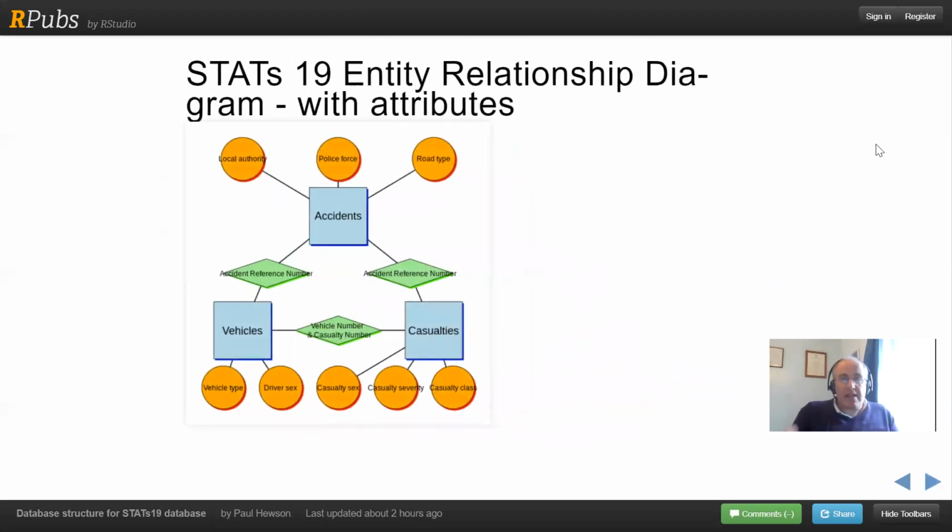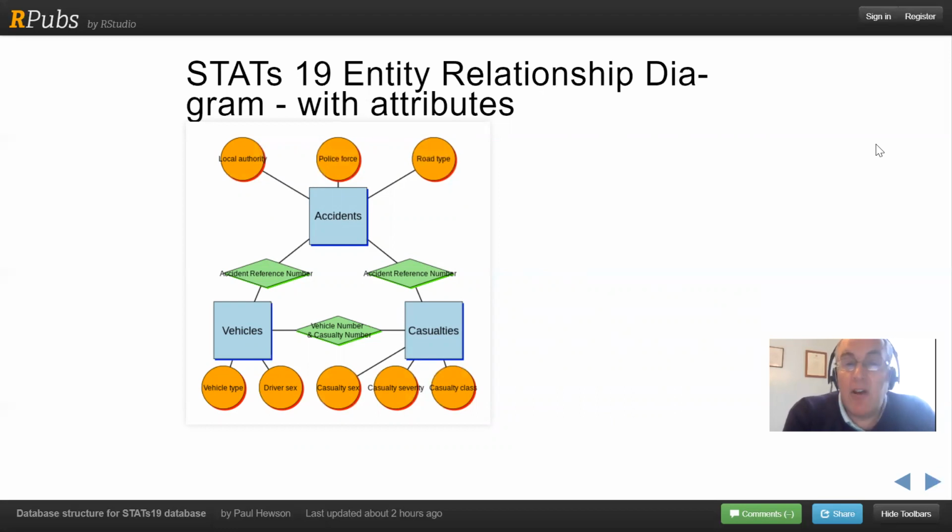But if we were going to think about all these attributes in lookup tables, a few of the possibilities have been illustrated here, and again in an entity relationship diagram we'd use circles. So some of the lookup tables would have to use local authority and police force. The location of an individual accident, you're told which local authority at the district council level, which police force it happened in.